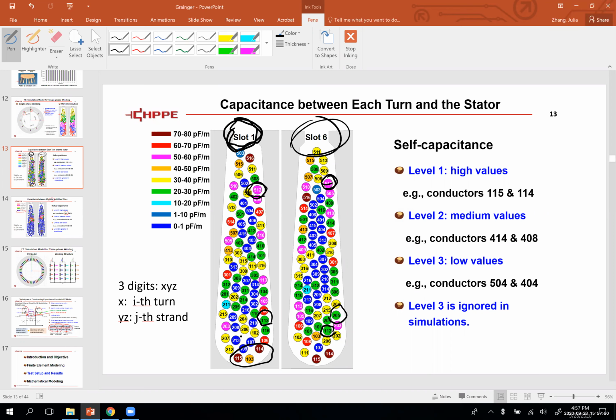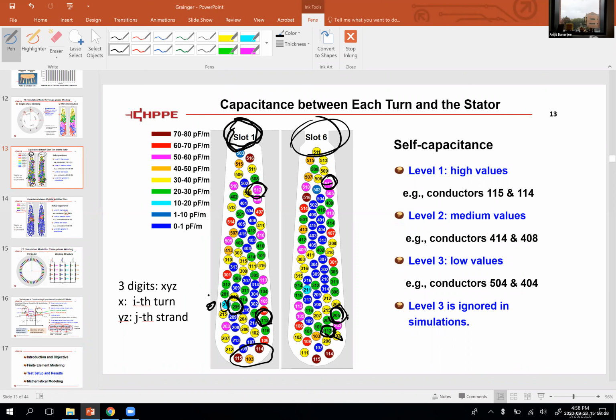Okay, where's 205 in the other one? 205 in the other one. Oh, that's here. Yeah, exactly there. Yep, here. So these two are actually similar. I mean, 112 and 205 are similar because this conductor, 112, is close to the ground wall. And then with this 112, you have one in between. So this 205 in slot 6 is right next to the ground wall, and then for 205 in here, you have one conductor in between 205 and the ground wall.